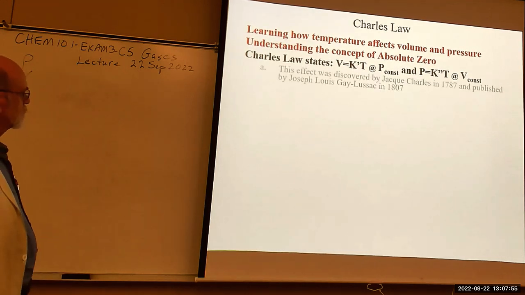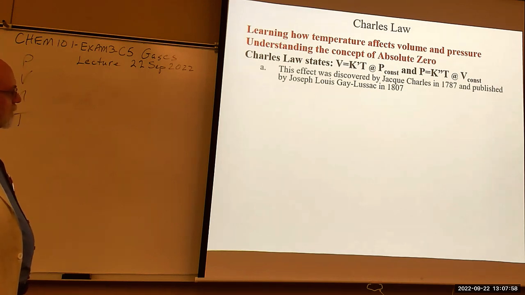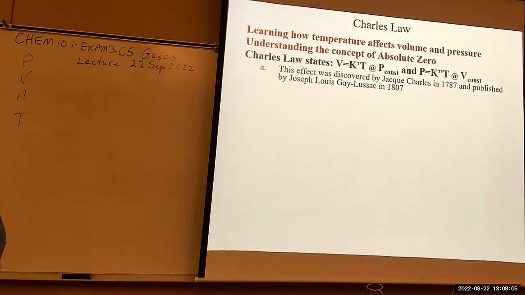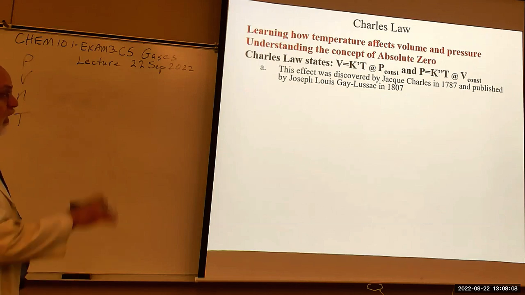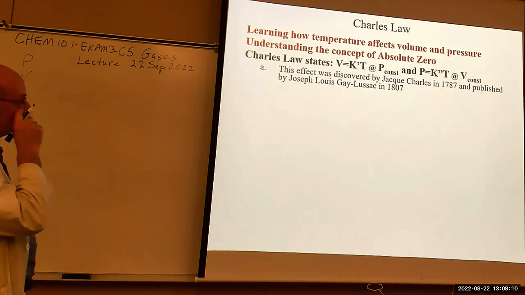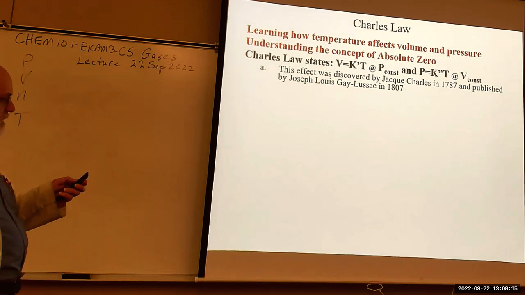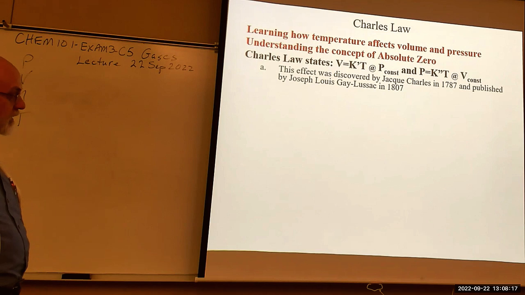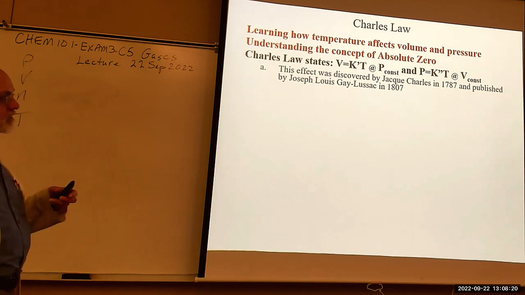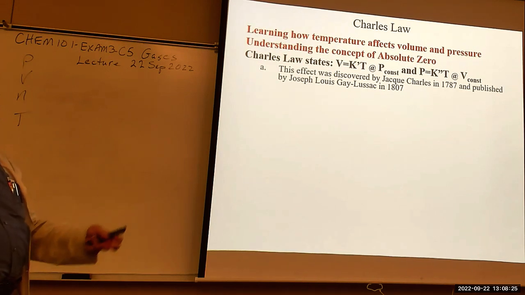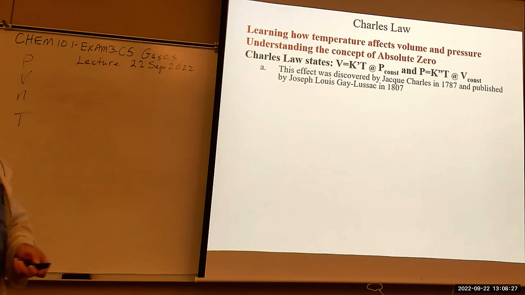So let's see, we have a picture. Jacques, his first name was Jacques. I guess that's French for Jack. Charles was a Frenchman. He did the work in the late 1800s, but he didn't publish it. It was another Frenchman, Gay-Lussac, who published in the early 19th century. But he recognized Charles' work and gave him credit for it. So now we call it Charles' law and not Gay-Lussac's law. Gay-Lussac did some other things, and he got credit for those independently.